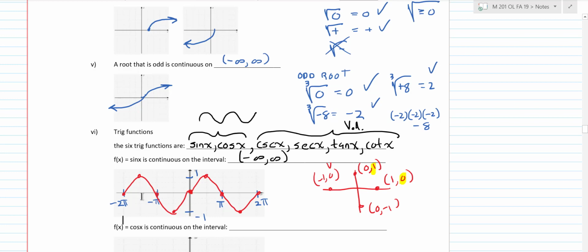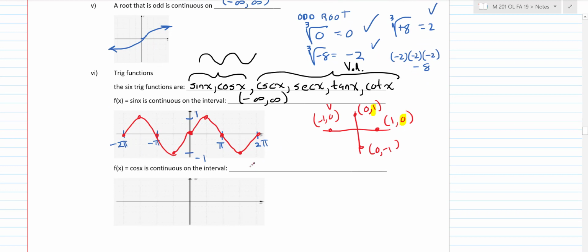Okay, same thing happens with the cosine. The cosine is also going to be continuous on all real numbers. And it's going to go like this. So let's put together a graph for a quick reminder on how the cosine goes. Never forget these graphs, because you're going to see these quite a bit in calc. So this goes like this.